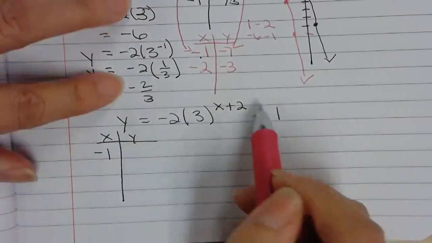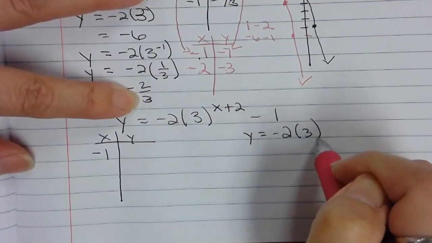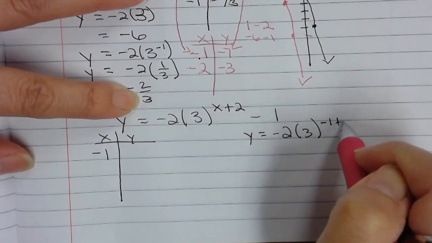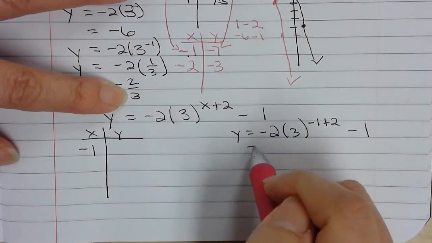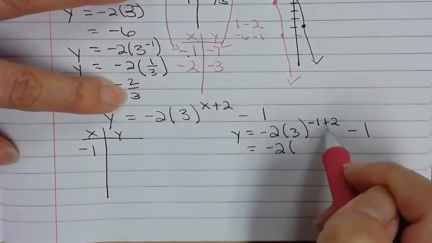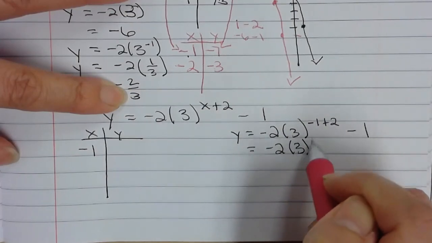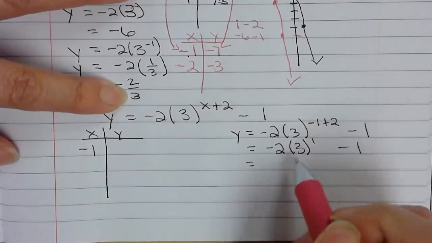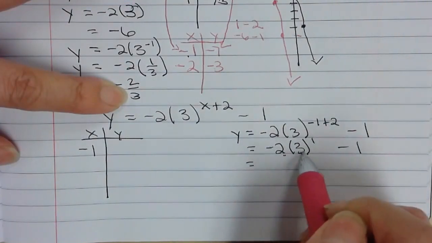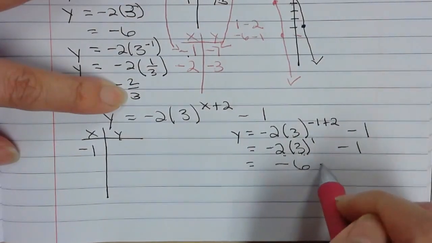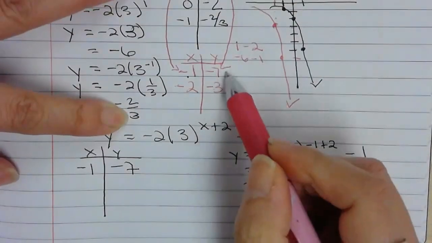Alright, I'm going to plug it into this whole crazy equation. Y equals -2 times 3 to the -1 plus 2, minus 1. Crazy math, but it's not too scary. Let's do the exponent first. -1 plus 2 is 1. So -2 times 3 is -6. -6 minus 1 is -7. Oh, look. I got the same answer as I did up here.